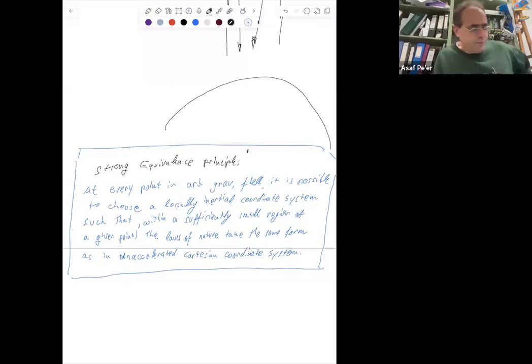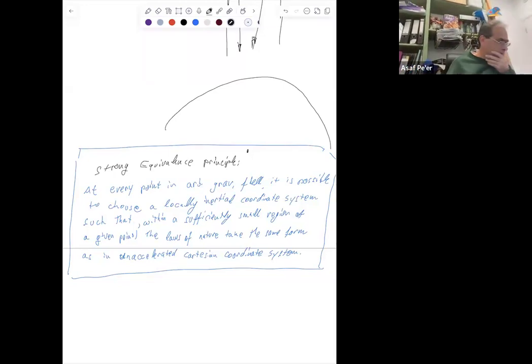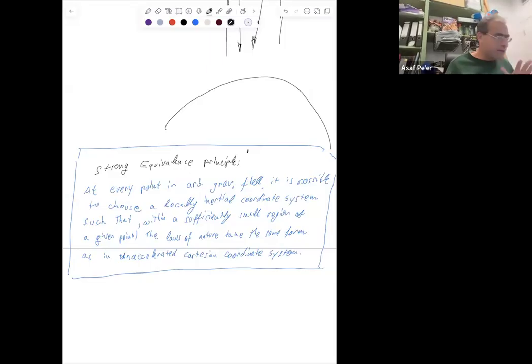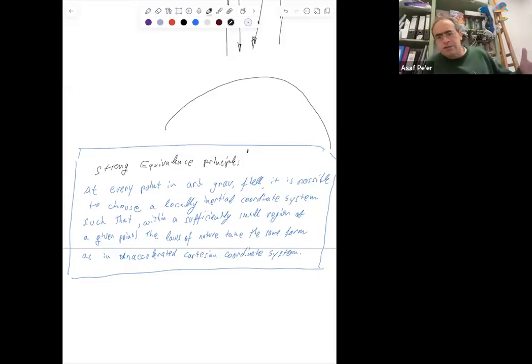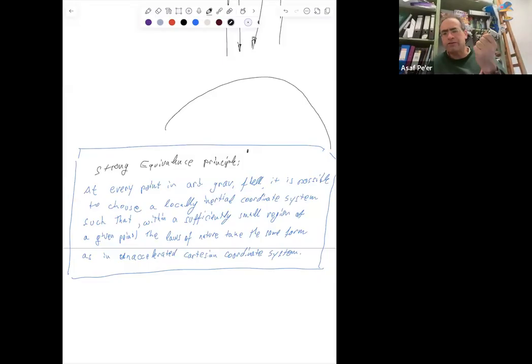Of course, this is local because the gravitational field is not homogeneous. If it was homogeneous, I could think of it as being global. But since it varies from point to point in space, I can only think of it as a local freely falling frame.